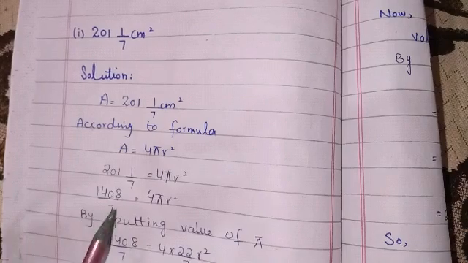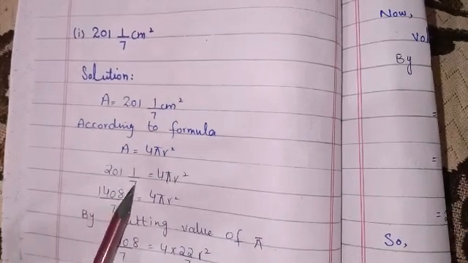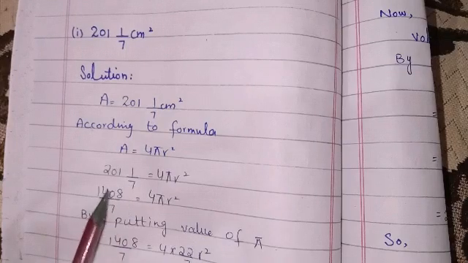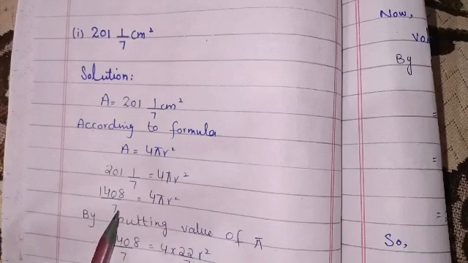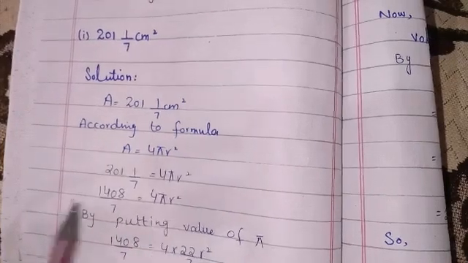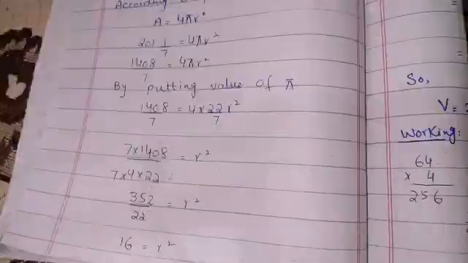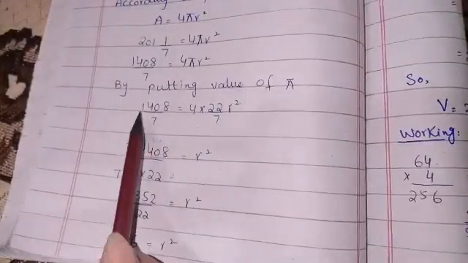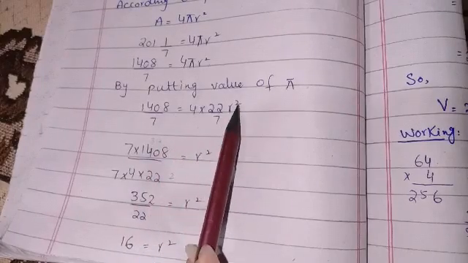Now students, we will convert this mixed fraction into proper fraction. We will multiply 201 with 7, we got 1407, then add 1 to it, we got 1408/7 is equal to 4 pi r square. Now students, we will put the value of pi. By putting value of pi, 1408/7 is equal to 4 into 22/7 r square.